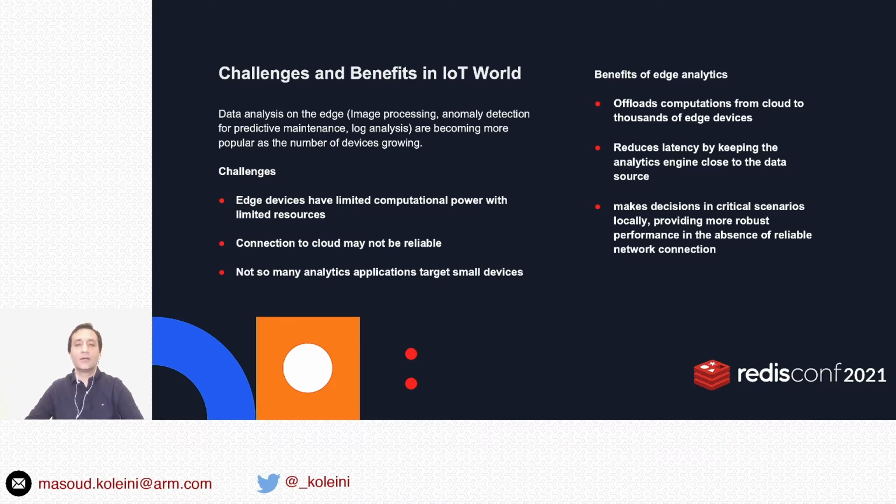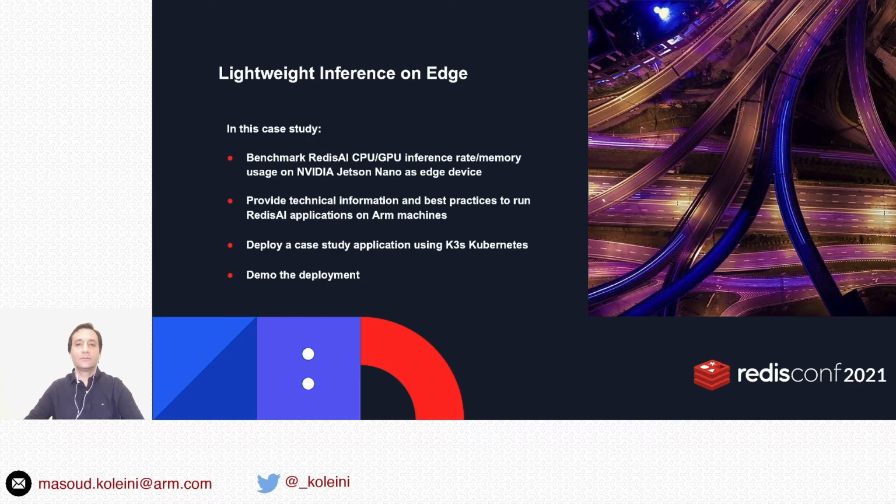on small devices. However, edge analytics benefits are they offload computations from cloud to thousands of edge devices that may have available resources, reduce latency by keeping the analytics engine close to the data store, and in the absence of reliable connection to the cloud, provide robust performance by allowing the edge devices to make decisions on themselves in critical conditions.